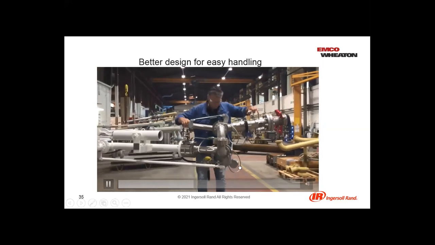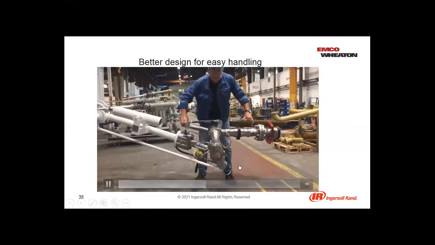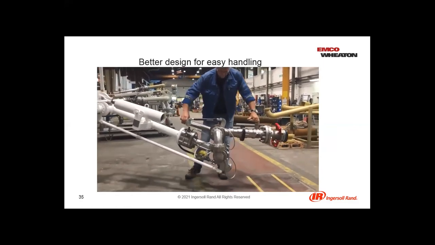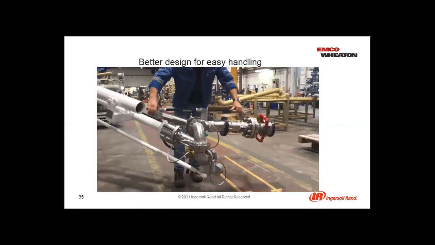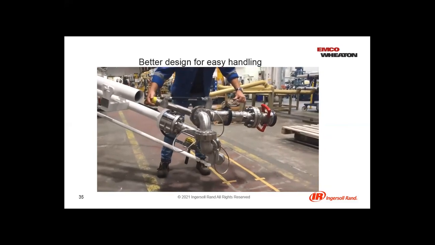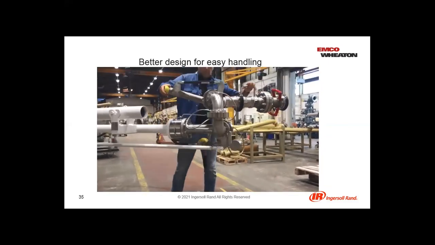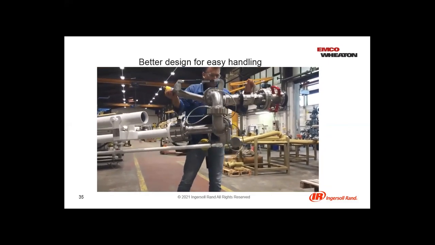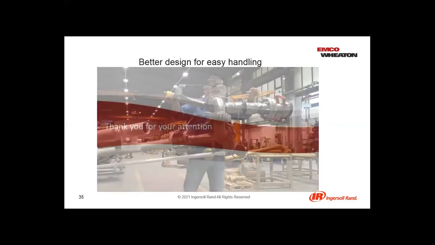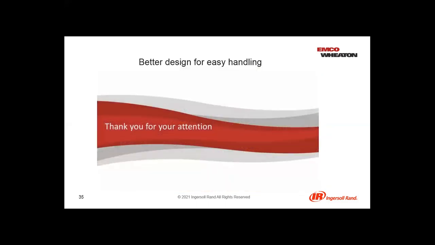So here we have approximately 60 kilos at the end of the loading arm, because we have a breakaway, a dry break, and a valve. And we see that even if we have this big weight on the loading arm, it's possible to handle it very easily.